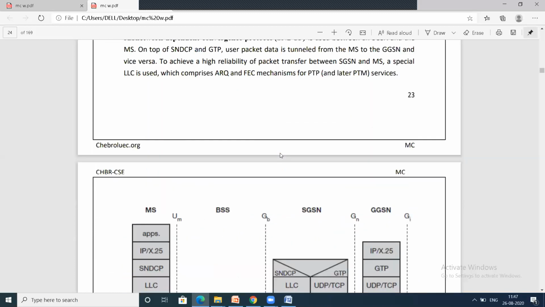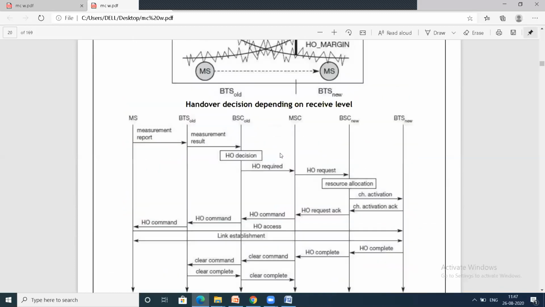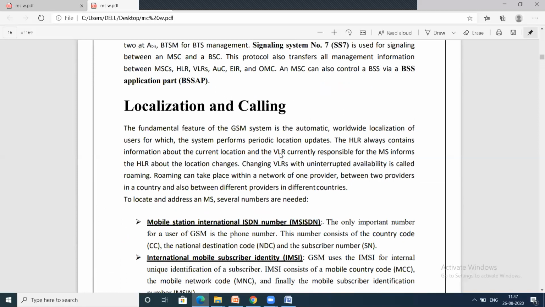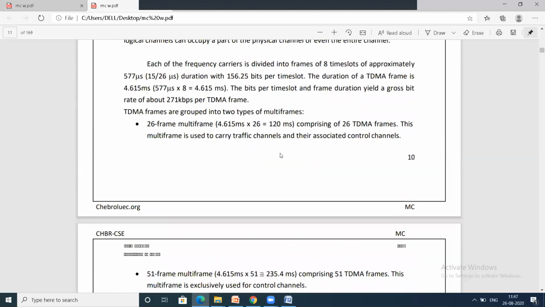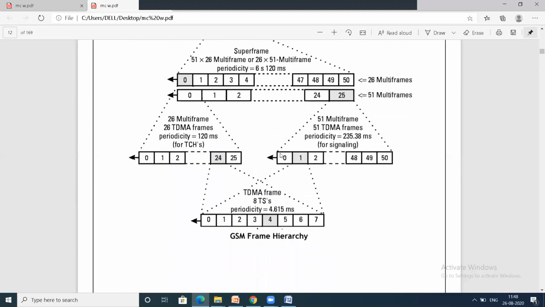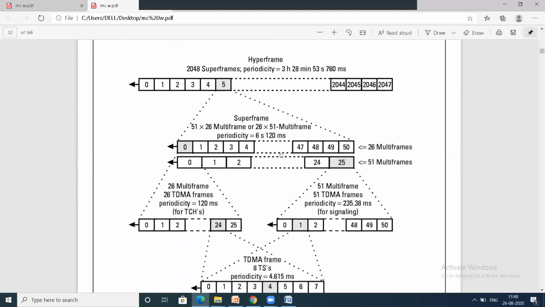I covered each and every topic, and one more topic I skipped in the first unit, I told you yesterday, that is this one, GSM frame hierarchy. In GSM frame hierarchy, we discussed what a TDMA frame is, what a multi-frame is, what a super frame is, and what a hyperframe is.